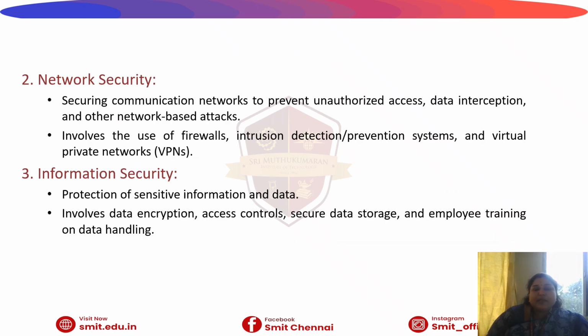The next aspect is network security. We secure the network by using firewalls to prevent unauthorized access. By using firewalls, intrusion detection or prevention systems, and virtual private networks, that is VPNs, we can protect the network. The next one is information security. You can protect sensitive information and data from unauthorized access by using data encryption, access controls, secure data storage, and employee training in data handling.